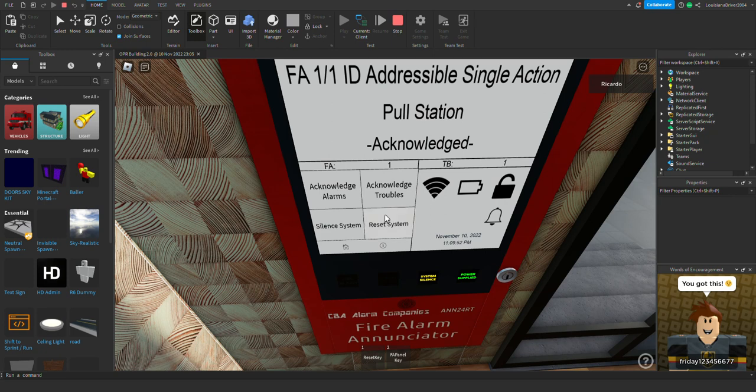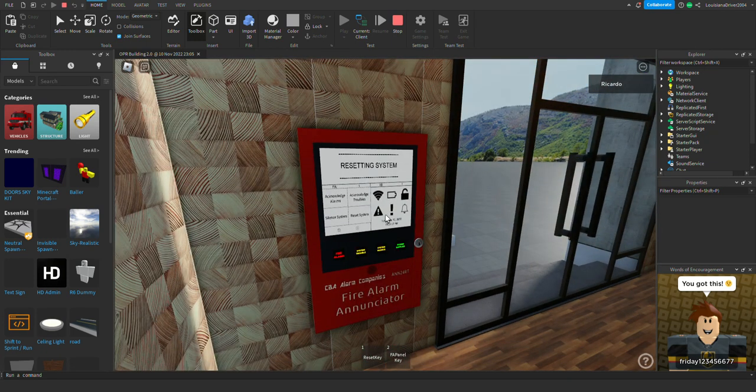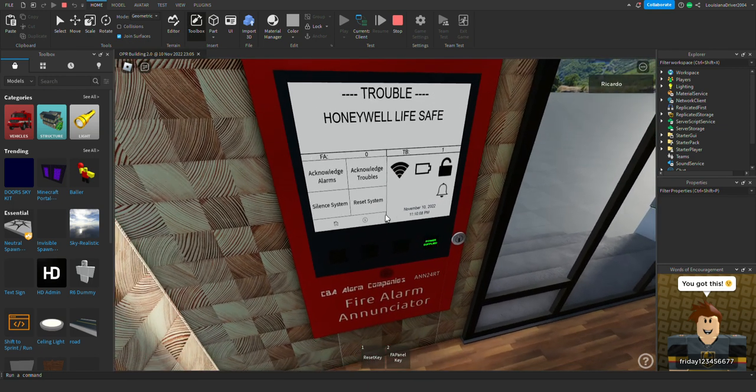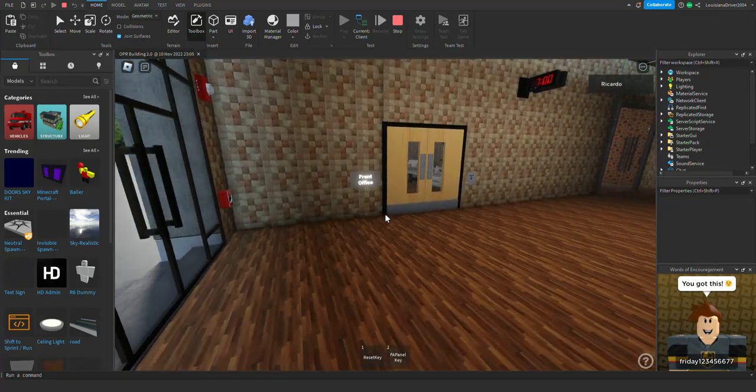Hey, look at that. Reset the system. Will there be a NAC trouble? Let's find out, because I think I fixed it. If not, then there's still trouble. It's still seeing the trouble in the system, but it doesn't go into trouble. So I think we kind of fixed the issue a little bit.